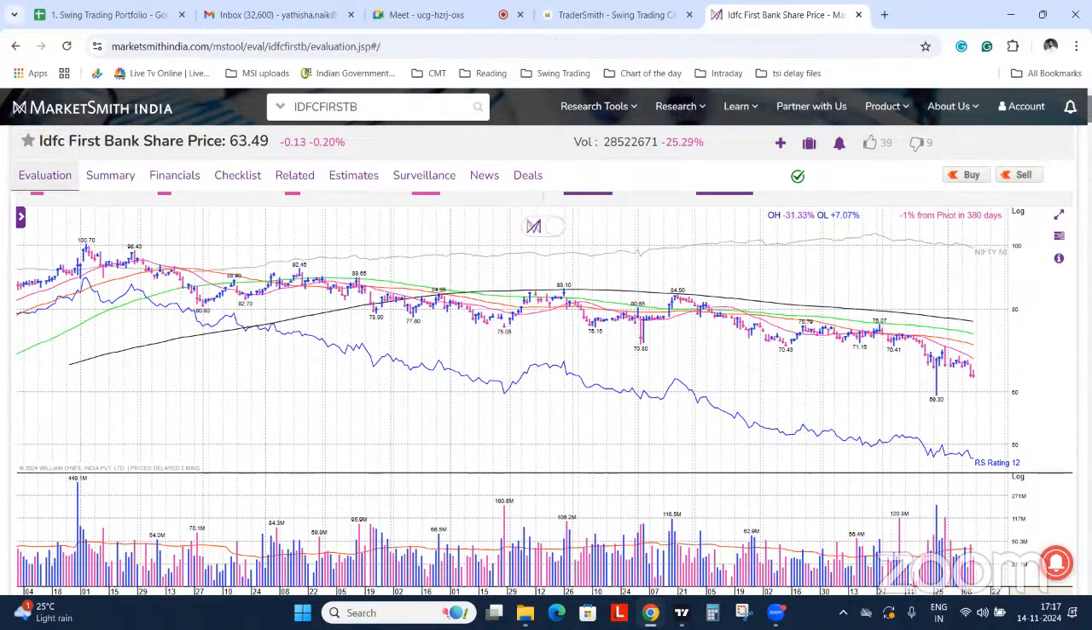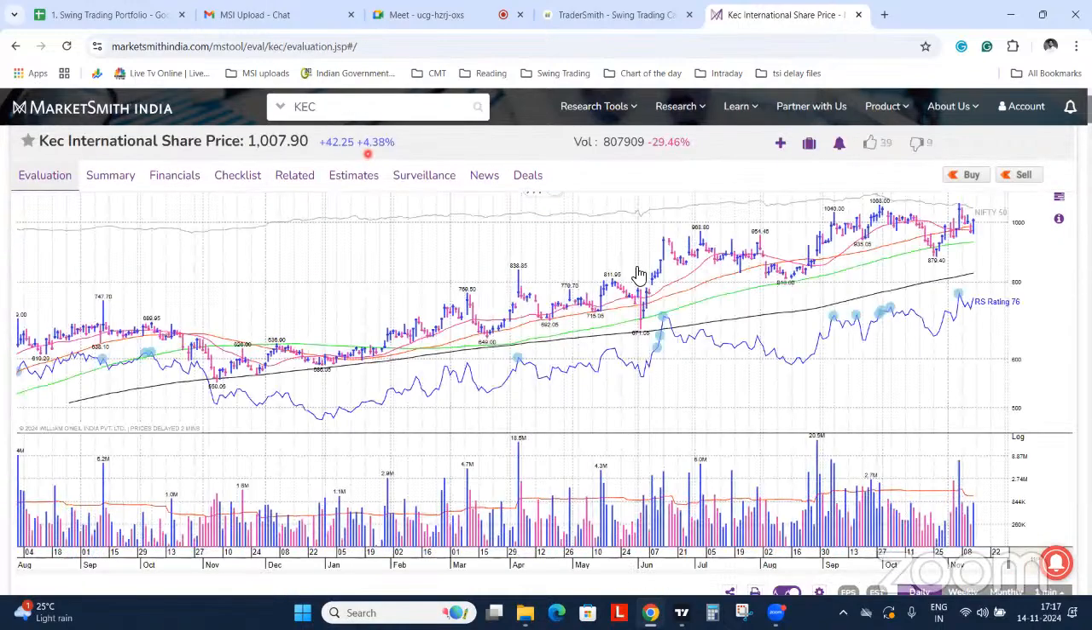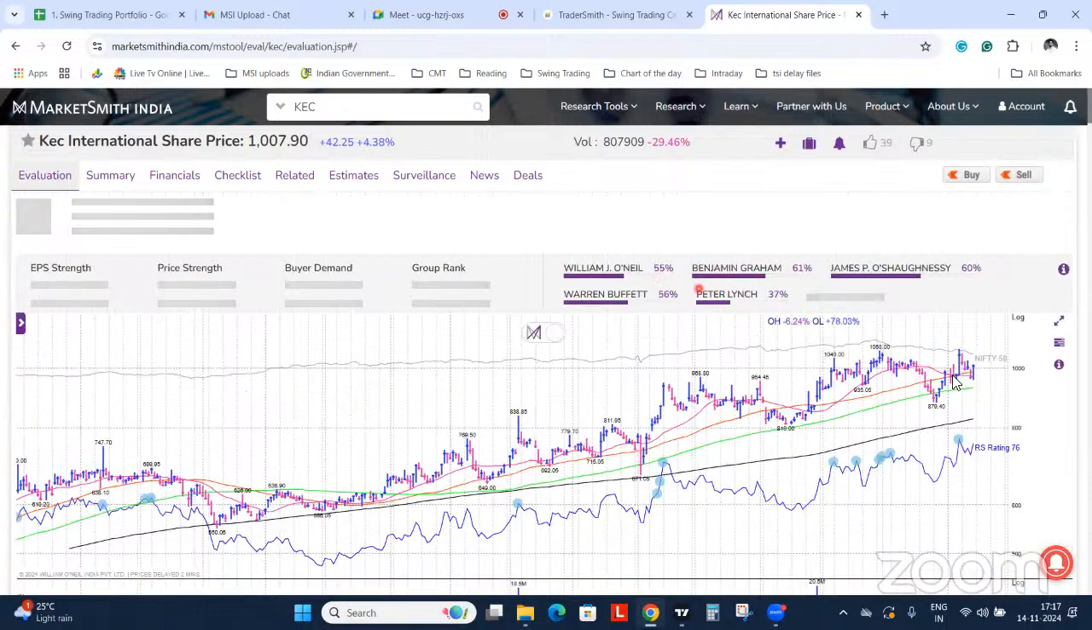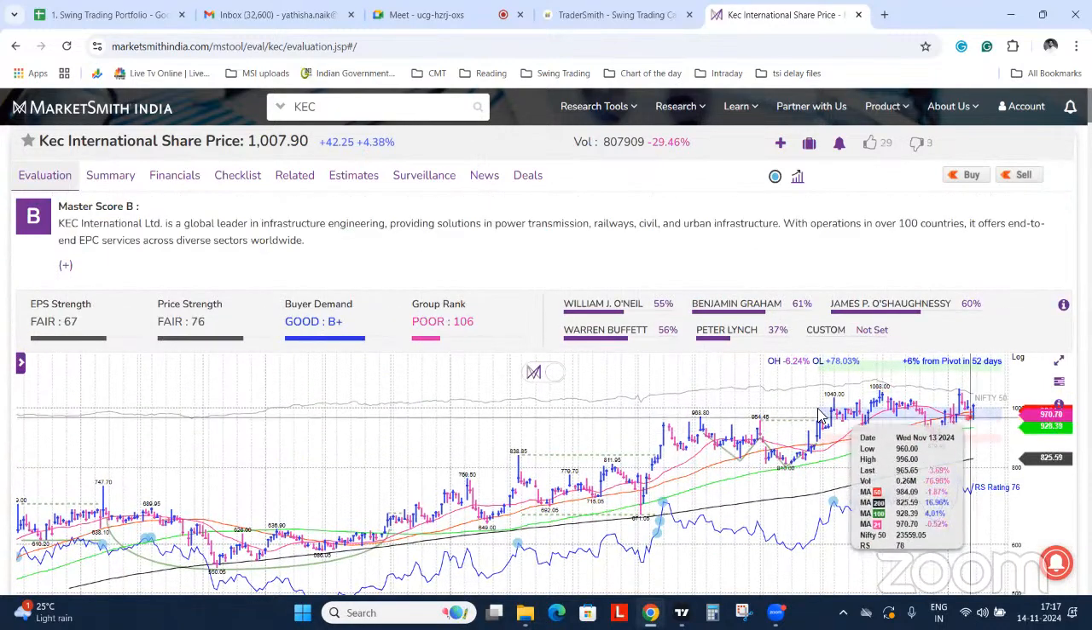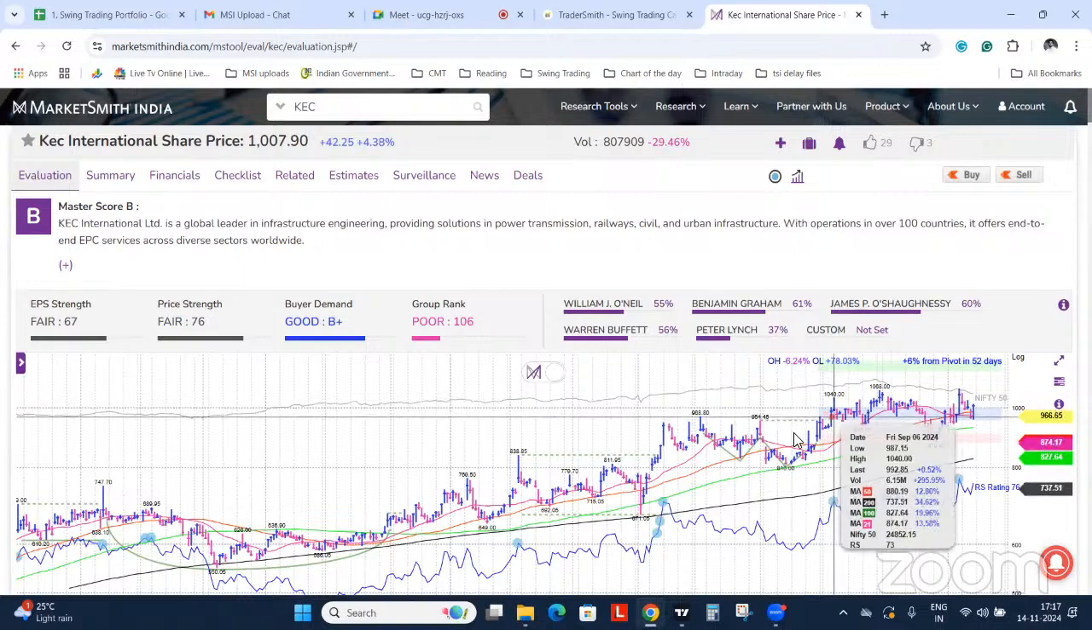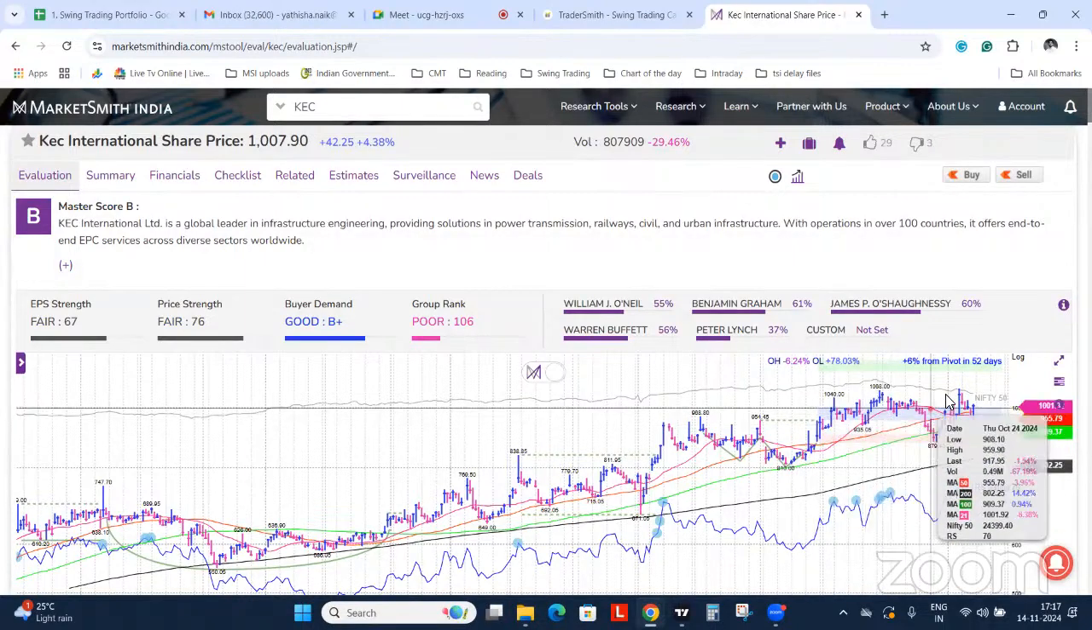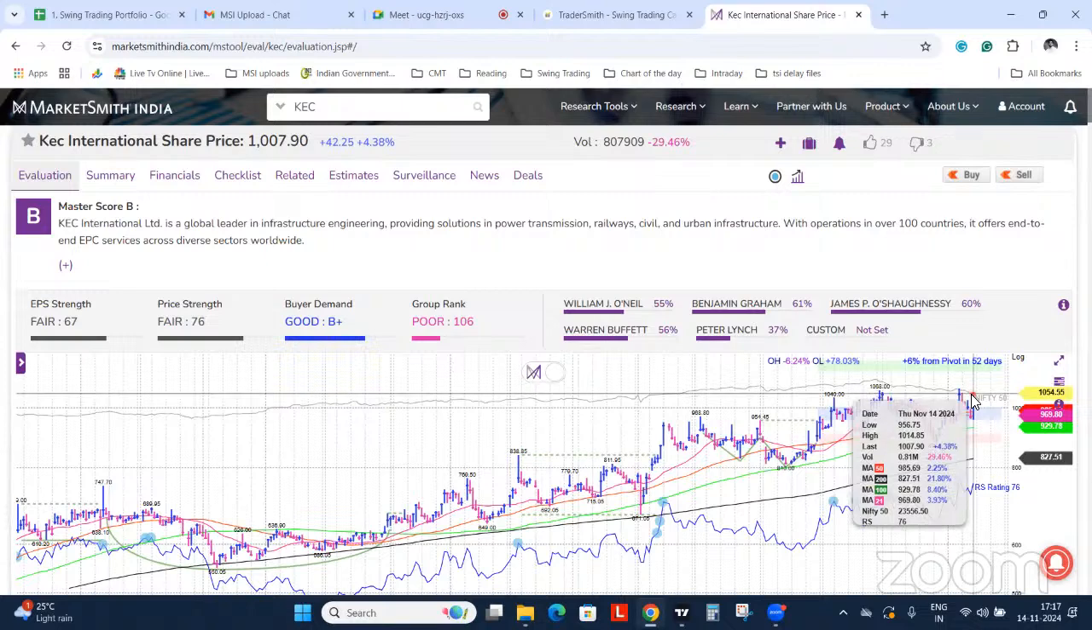Next one is Pearl Global. We don't track this, sorry. And Kase International. So Kase International is a strong stock, holding up very well, and recently it has broken out from this double bottom base, and the stock is trading in this sideways range itself.